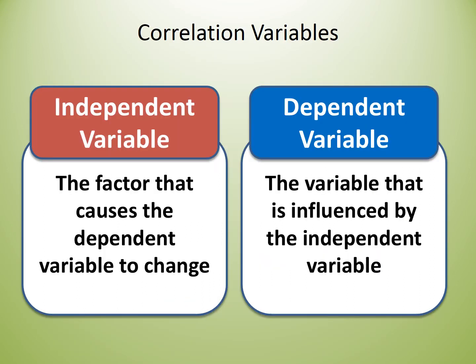The way that we measure it is that we look at different variables. We've got independent variables, which is a factor that causes the dependent variable to change. So if this happens, this will happen. The dependent variable is the one that is influenced by the independent variable. So if the level of advertising increases, then the number of sales should increase as well. So the advertising would be independent and the dependent would be the sales.